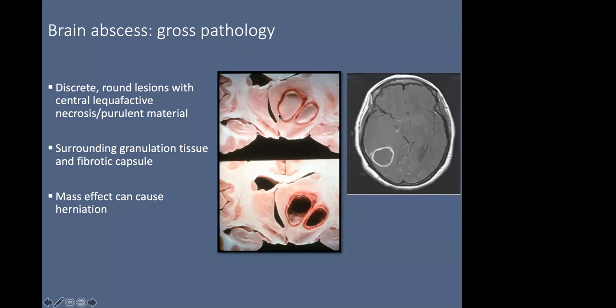A typical abscess can produce a mass effect. Here, you see this abscess is actually producing a mass effect by compressing the third ventricle. And this side of the brain is inflamed and swollen, and an uncal herniation can happen.